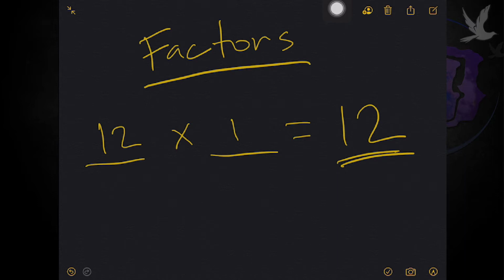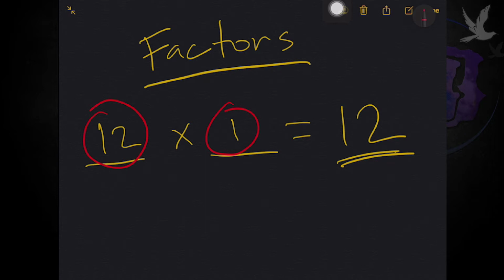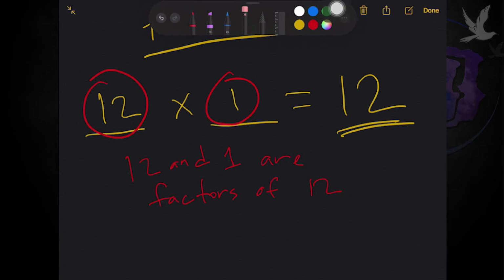So we can say that this 12 and this 1 are factors of 12. Okay? 12 and 1 are factors of 12. And if you observe, there are more factors. We can get more factors out of 12. Okay, so let me just erase this part. What other factors do we have that will give you 12?